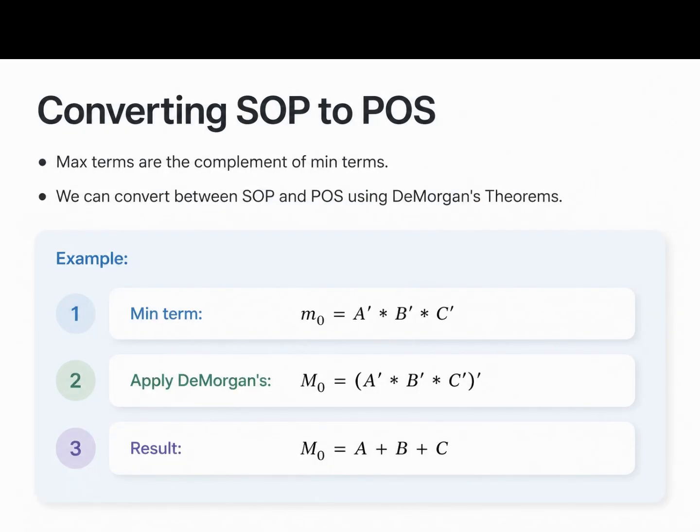Because max terms are simply the exact opposite, or complement, of min terms, we can easily convert between sum of products and product of sums. How? By using DeMorgan's theorems. If we take a min term, apply an inversion bar over the whole thing, break the line, and change the ANDs to ORs, we perfectly derive the corresponding max term.